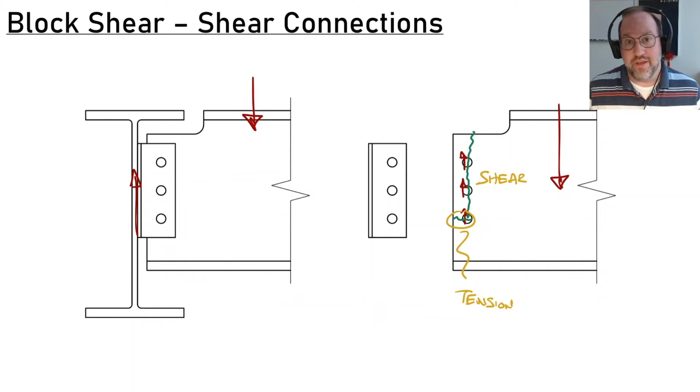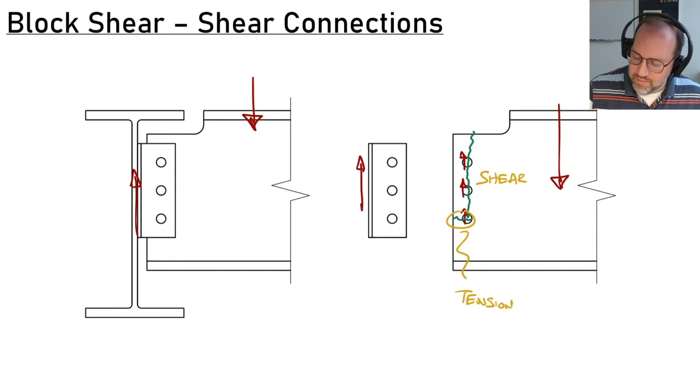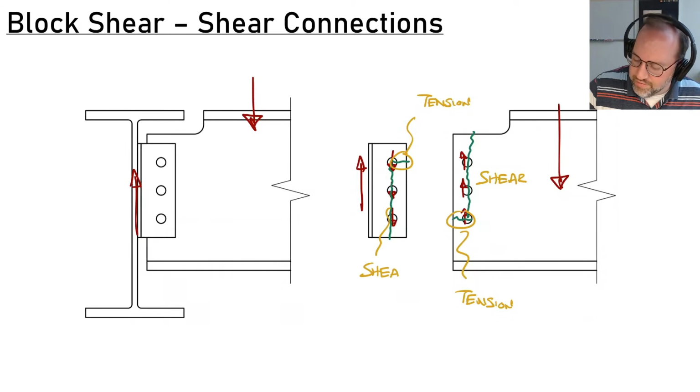Now that's all going to get reversed if I look at, for example, the connecting angle or plate or whatever happens to be connecting my beam to my girder. I'll have a reaction here, and I have force coming down through each of the bolts. So therefore, if I draw my block shear failure, I'm going to see it goes out to the edge right there and down through all my bolt holes. So this is going to be in tension, getting pulled apart. And then I'm going to have shear along this line.